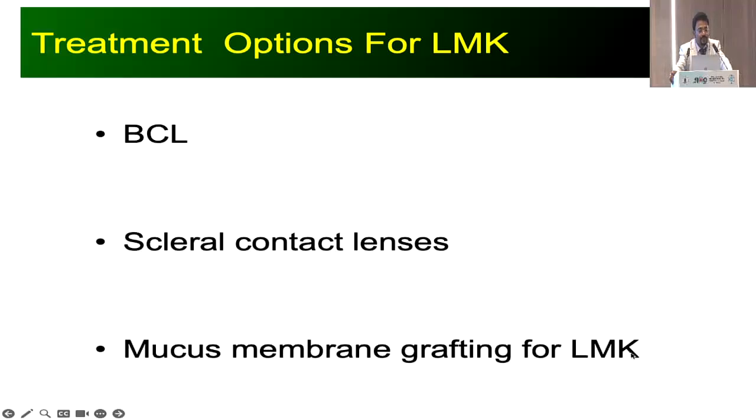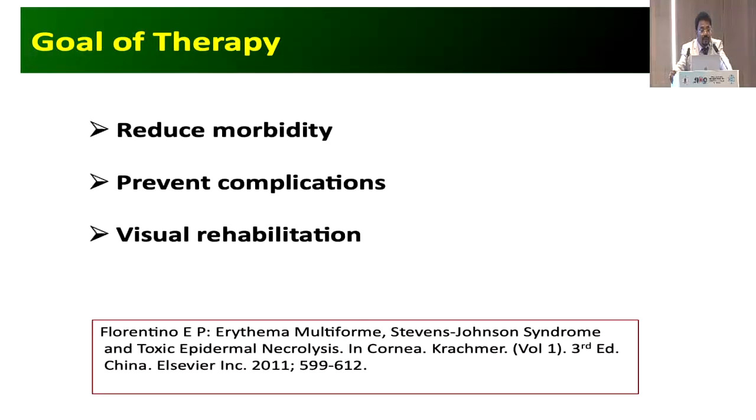Treatment options for lid margin keratinization are bandage contact lens, scleral contact lens, and mucous membrane graft. Whenever we are treating these patients, the primary goal is reduction of morbidity and prevention of complications. That is the primary goal, and the secondary goal is visual rehabilitation. Whenever these patients come, they ask whether their vision will improve after surgery or not. We have to tell them that if the complications are reduced, then you may get good vision, but your morbidity, pain, and disability will be better.